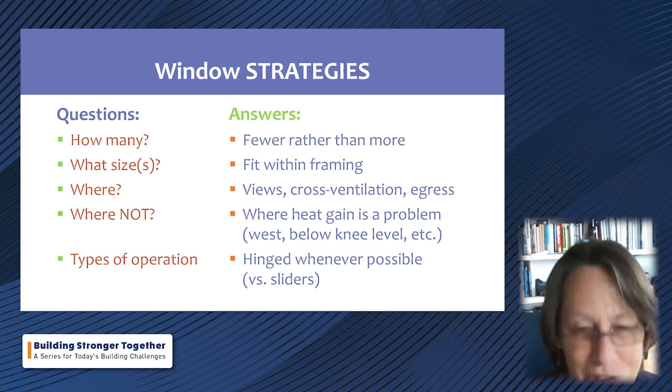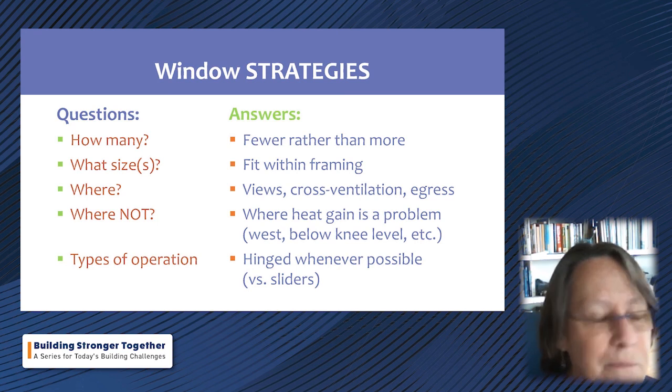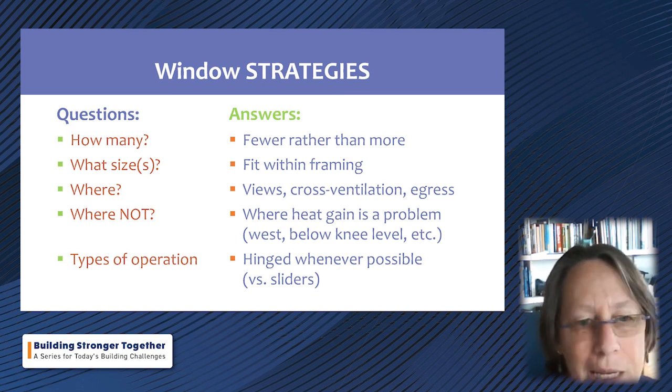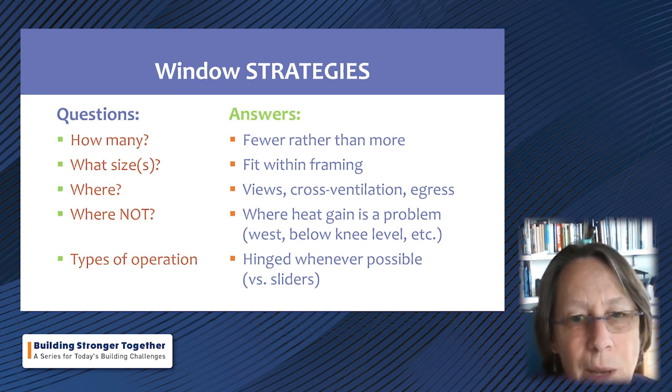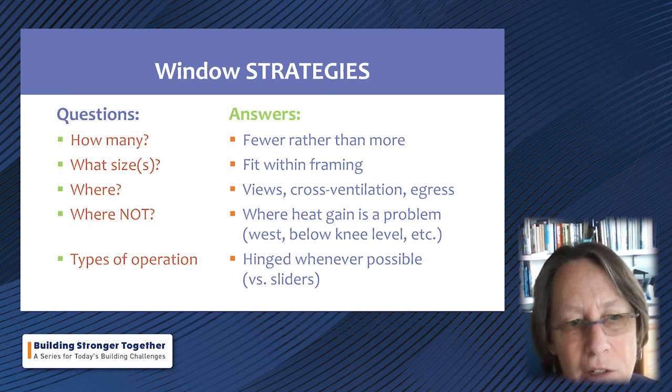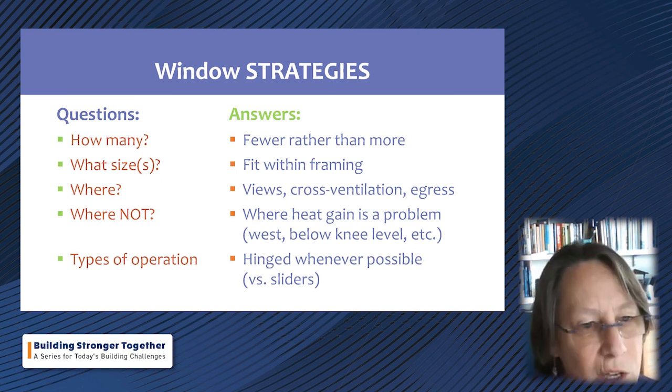It's super difficult to shade windows effectively when they're low to the floor, and on western exposures, right? And then types of operation. I'm a big fan of hinged or compression close because by definition, they are tighter. And so they give us a better enclosure than our sliding operation windows.